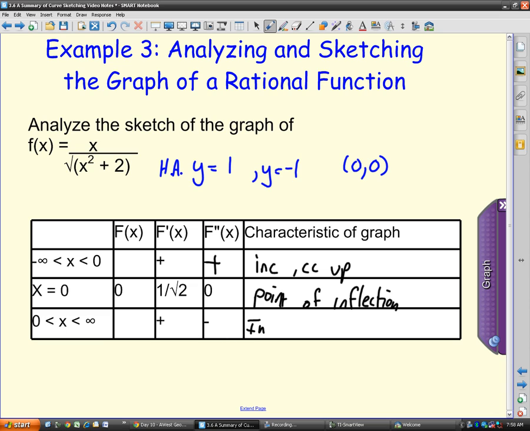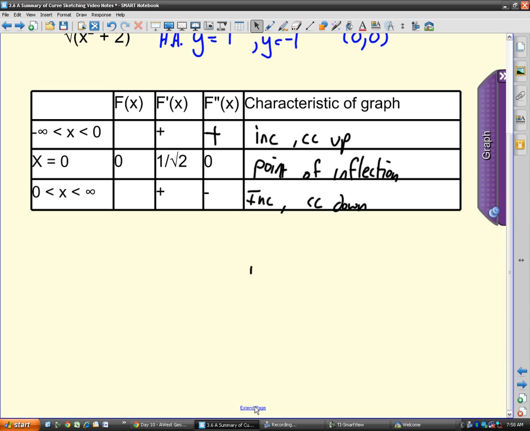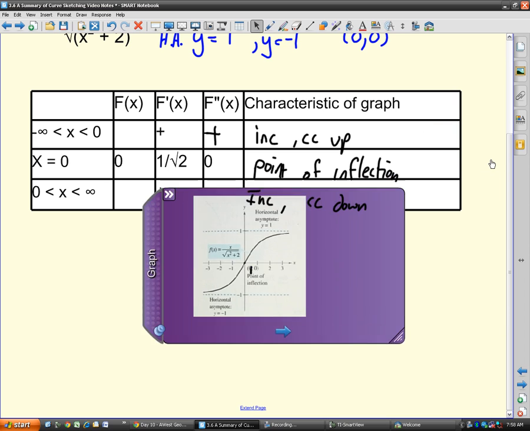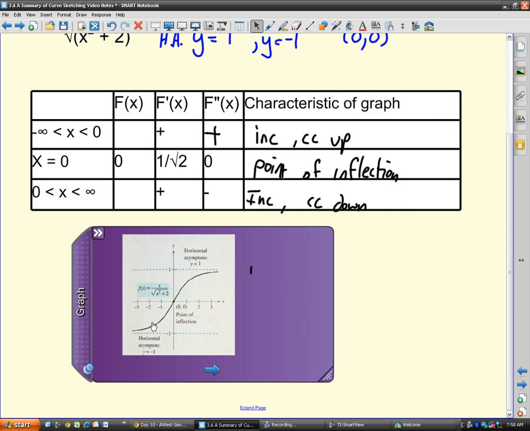So, knowing my horizontal asymptotes, knowing I have no vertical asymptotes, and knowing this piece of information, I have a point of inflection at (0, 0). Basically, I would end up with a graph that would look something like this. You can see that I have my horizontal asymptotes, I have my point of inflection, which is also my x and y intercepts, and you can see that the graph is increasing concave up to increasing concave down, and that's really all we're trying to do with these. Just come up with a sketch from the given information.